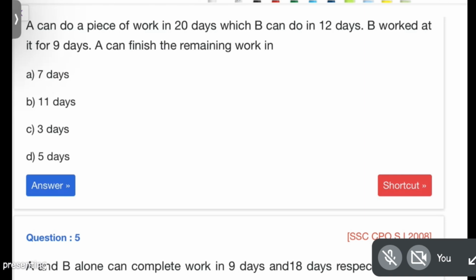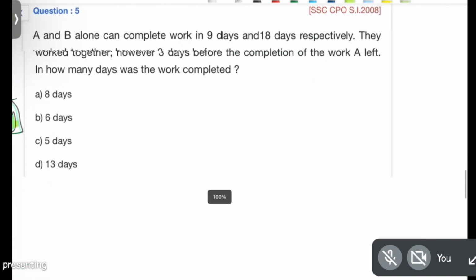A can do a piece of work in this one, B can do in this one. B worked for 9 days and then A finished. Hey, this is the same question only. I'll leave that for you. That's the same only. What about this?